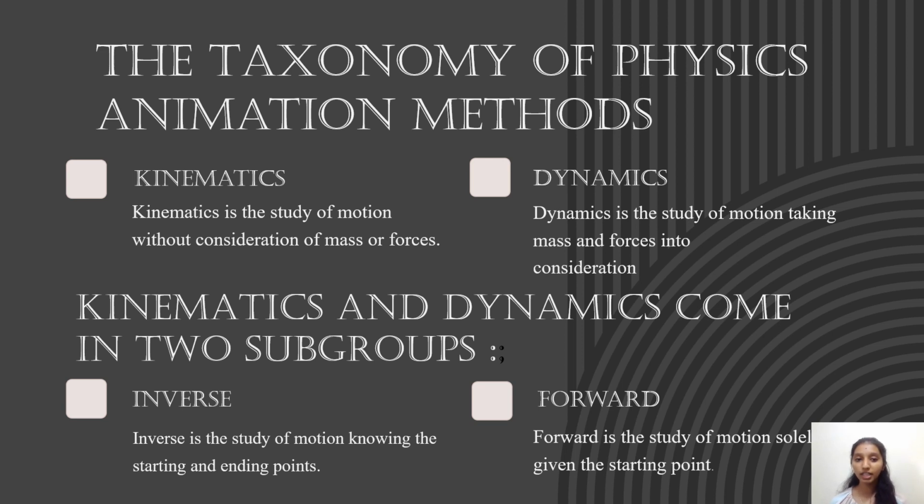Kinematics and dynamics come in two subgroups, inverse and forward. Inverse is the study of motion knowing the starting and ending points. Forward is the study of motion solely given the starting point.